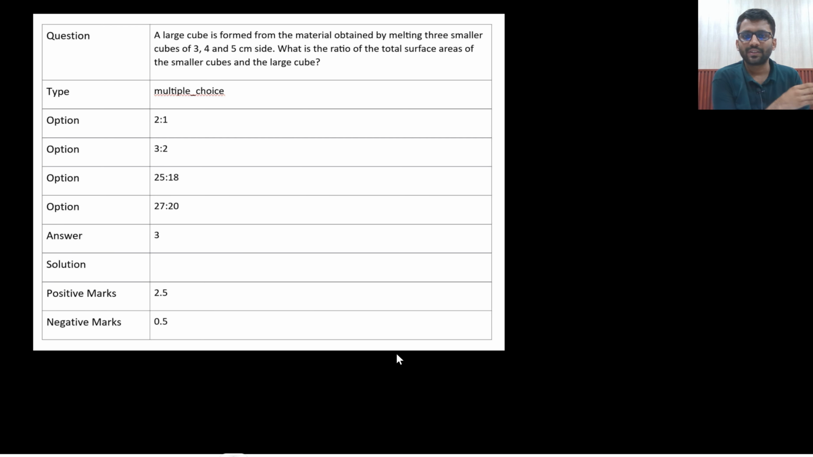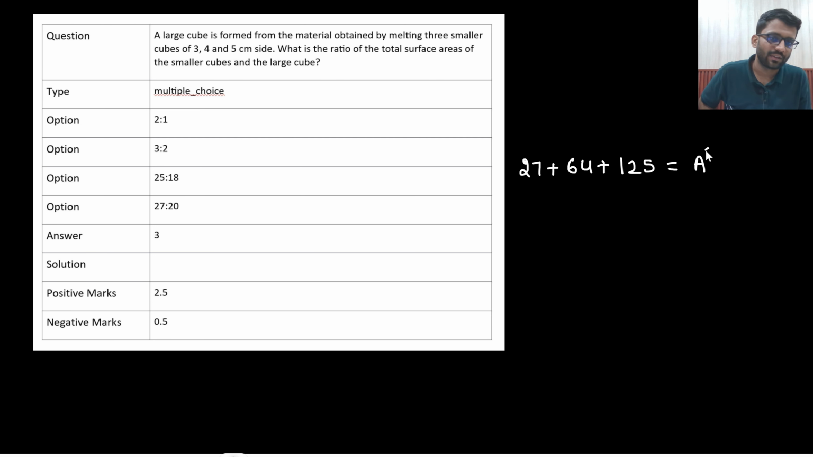A large cube is formed from the material obtained by melting 3 smaller cubes. What will be the ratio of total surface area of the smaller cubes to the larger cube? If a large cube is formed from the smaller cubes, I will equate the volumes. The volume of the 3 cubes would be 3 cubed is 27, 4 cubed is 64, plus 5 cubed is 125. That equals the volume of the larger cube, a cubed. So from here I get the side, that is 6 centimeter, which I remember already.